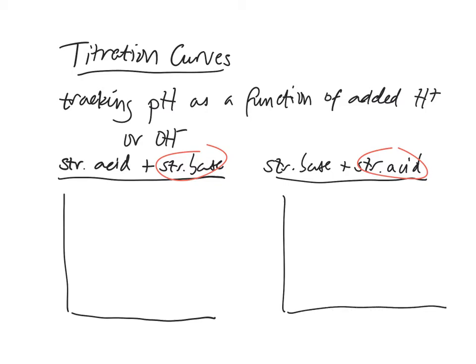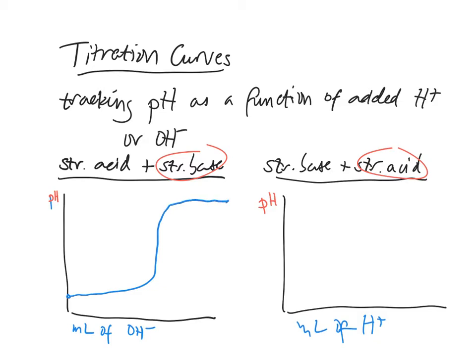So if we add a base to an acid, of course with an acid the pH will start low down here somewhere. If this is my y-axis, on the x-axis we're going to have milliliters in this case of OH minus that we've added. Over here milliliters of acid that we're going to add. And so back to our first graph, if we're starting with an acid and adding a strong base, the acid will keep the pH pretty low for a while, and then you will note that it goes up very quickly and then sort of levels back out.